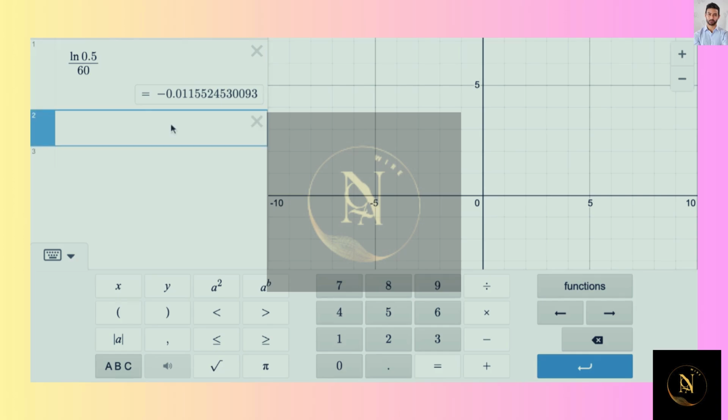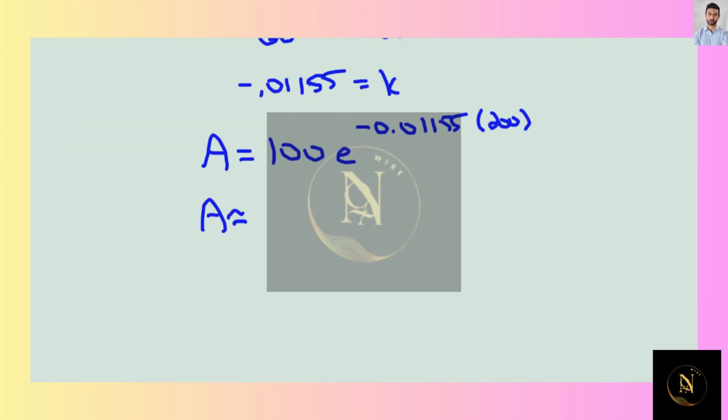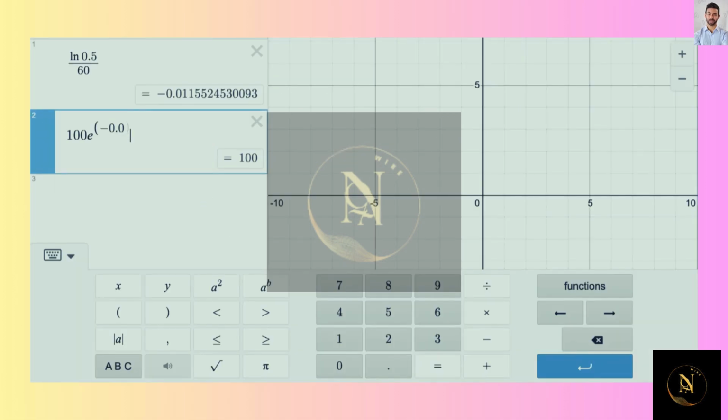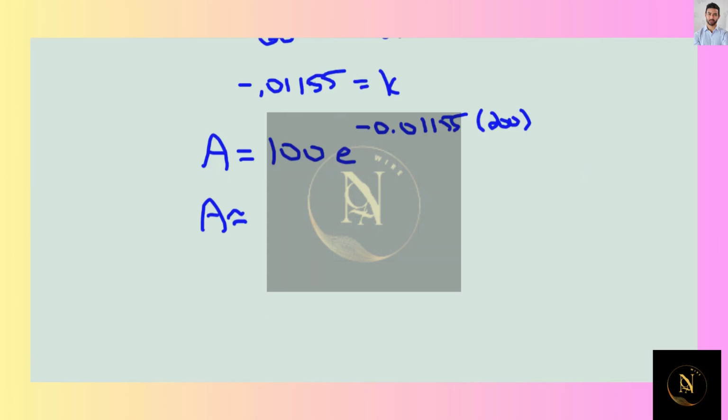And so 100 times e to the negative 0.01155 times 200 means after 200 years we'd have about 9.93 grams of the 100.